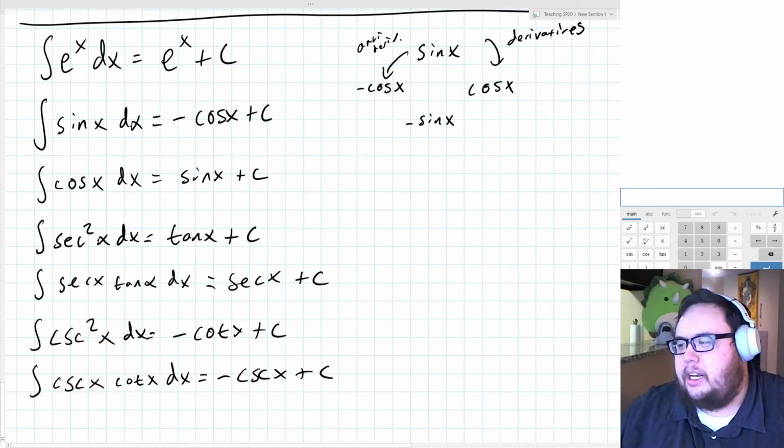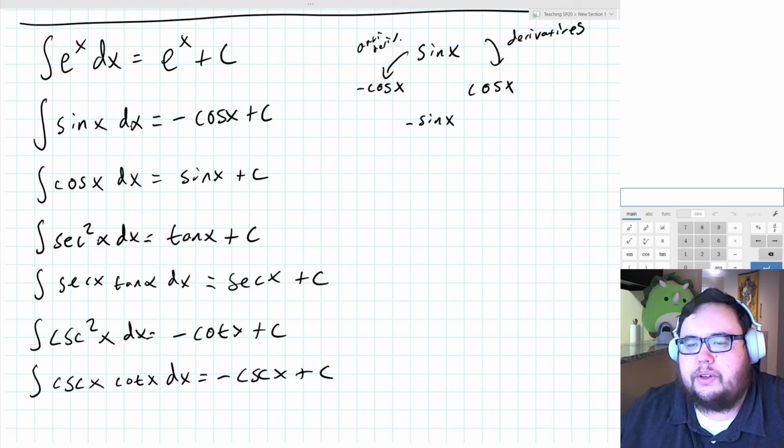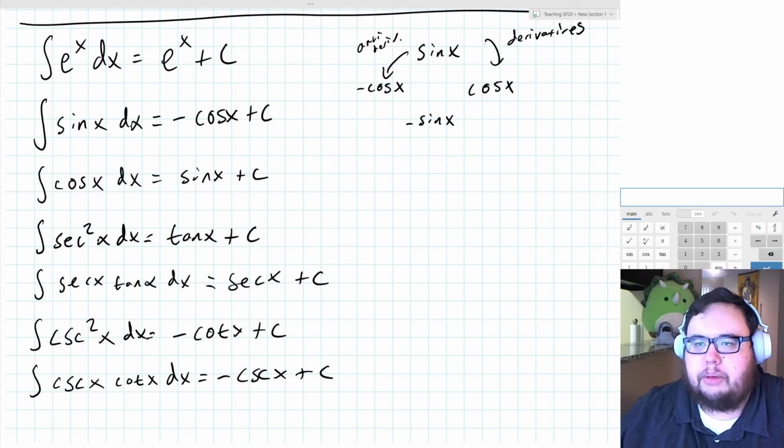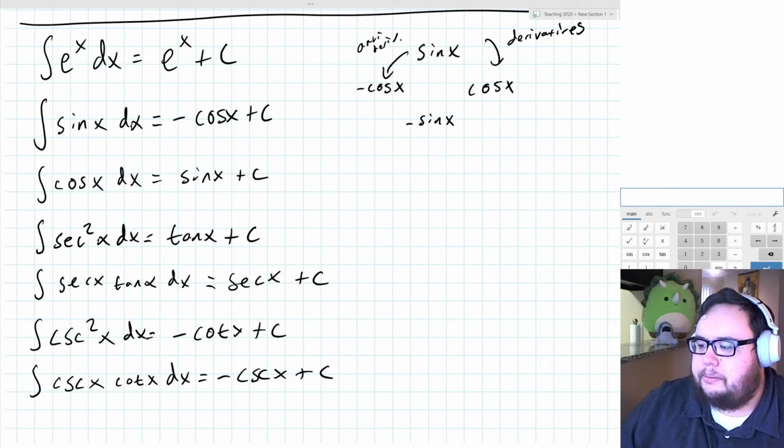We just move the negatives over to the antiderivative side so that I'm not giving you the formula for the antiderivative of a negative thing. It makes more sense to have the antiderivative of the positive and then deal with the negative sign later on.